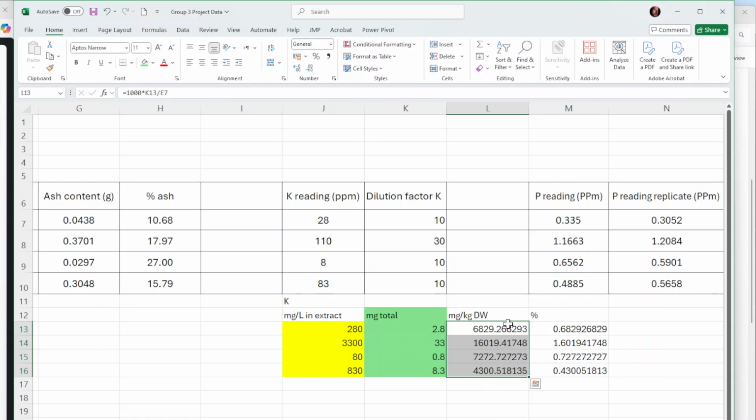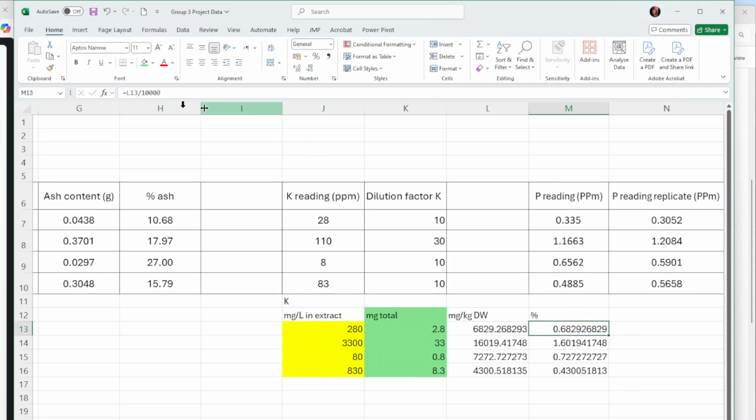And if you want to transform from milligrams per kilogram to percentage, what you do now is use a factor of 10,000. Each 10,000 milligrams per kilogram becomes 1%.